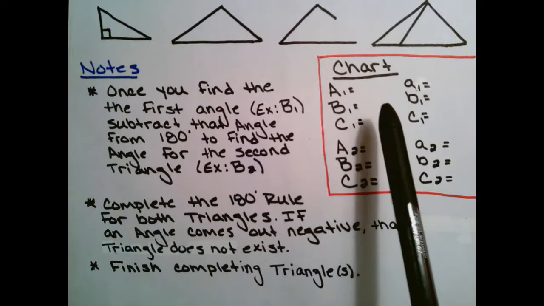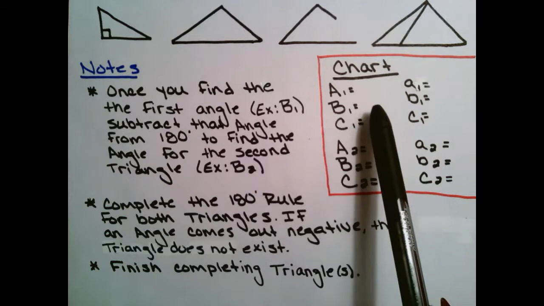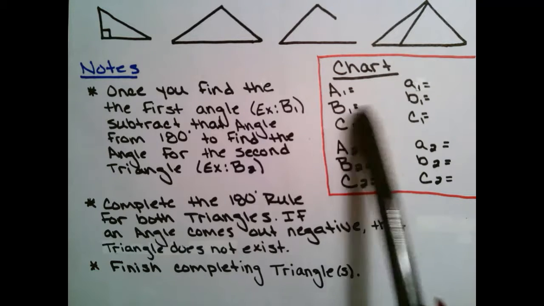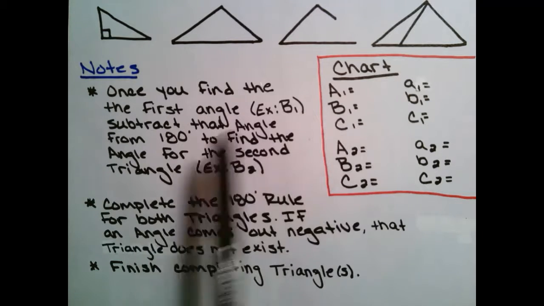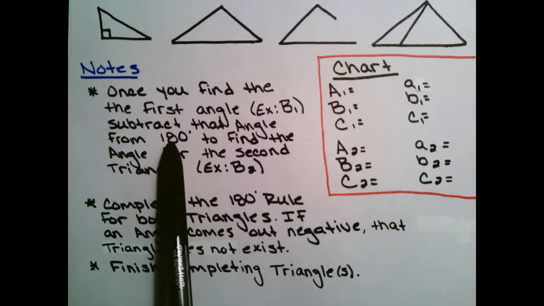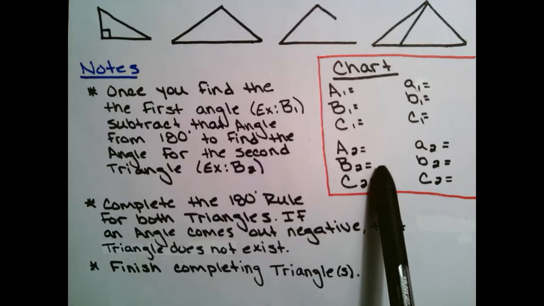like I said, in these problems we will have to find an angle first. Once you do that, let's say we are looking for big B first, for argument's sake. Once you find that angle, you're going to subtract that angle from 180 degrees. The reason you're doing this is because that number that you get will give you what B2 is, what that angle would be in the second triangle.